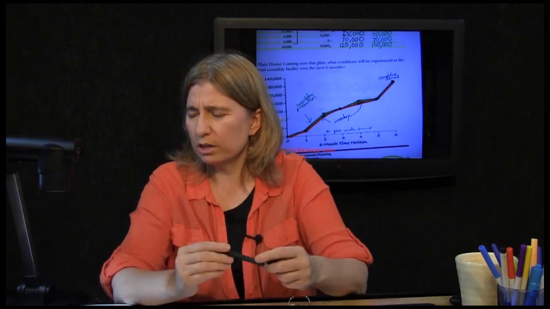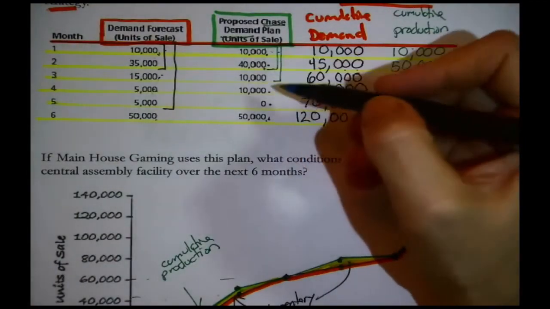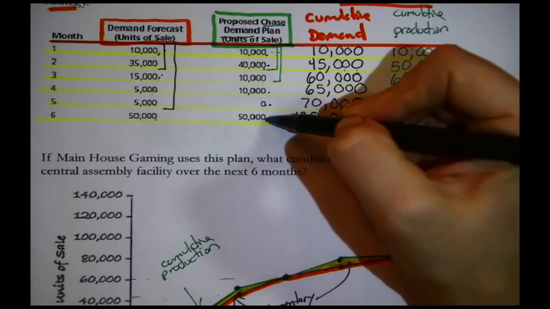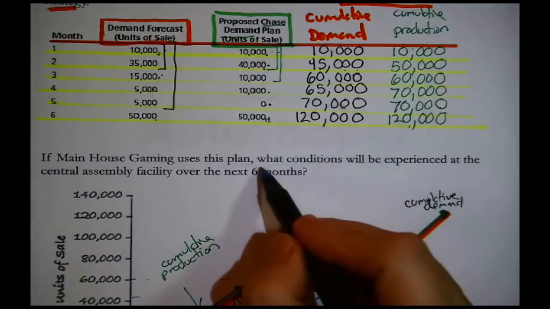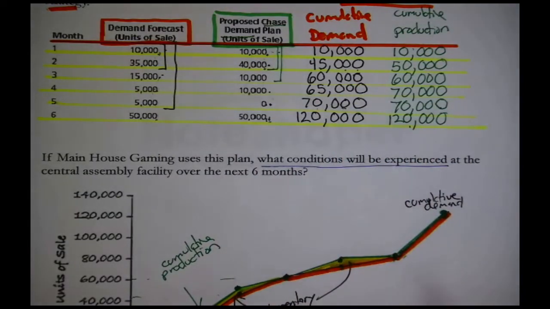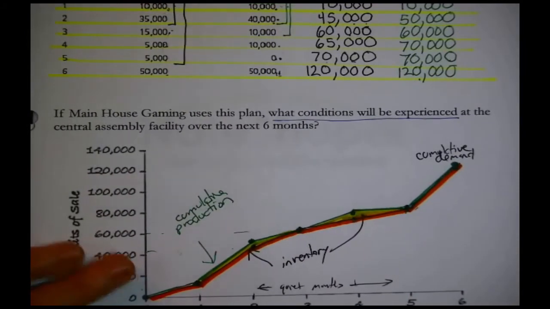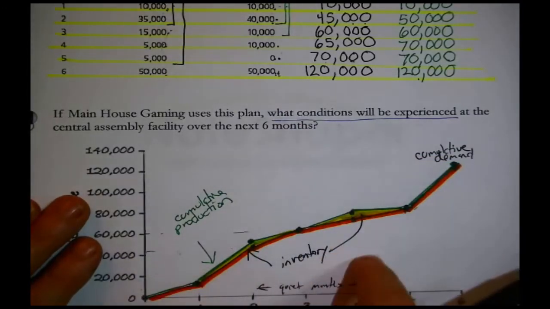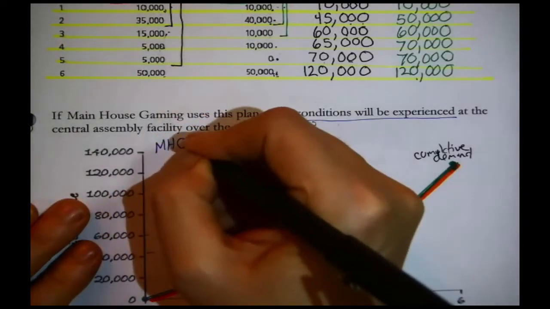But anyway, another feature though that I notice is we are supposedly, if we follow this plan, going to shut down at one point and turn around and produce record amounts the next month. Now there's nothing that says we can't do that, but you know, if we're going to comment on what conditions will be experienced, that's pretty prominent. Oh, anyway, so maybe just to finish this out, I ought to make some comments such that they were asking, you know, based on this graph. Okay, well, Main House Gaming, I'm just going to abbreviate it.